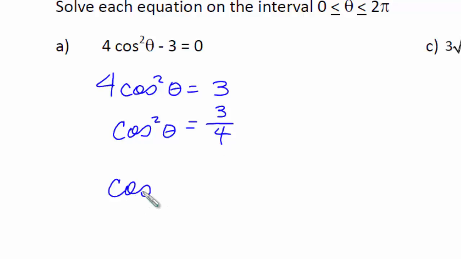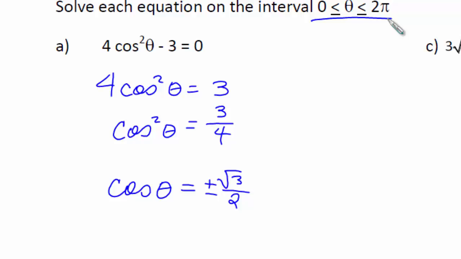So cosine theta, if I take the square root of both sides, is going to equal what? Root 3 over 2, plus or minus, right? Both of those are our solutions. Cosine theta equals plus or minus root 3 over 2. So now we need to ask ourselves, where does that happen? We need to find every place where this happens between 0 and 2 pi. We need to find where cosine theta is equal to root 3 over 2, and where cosine theta is equal to negative root 3 over 2.